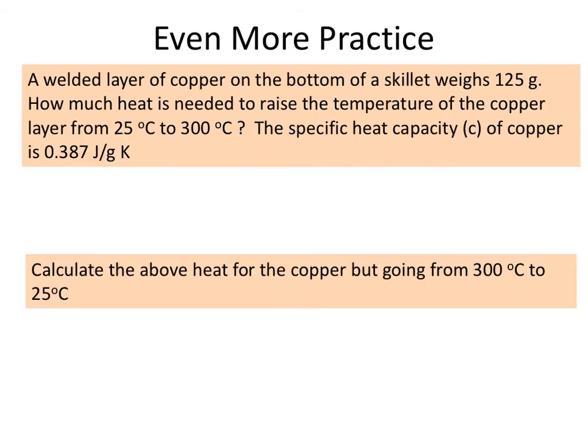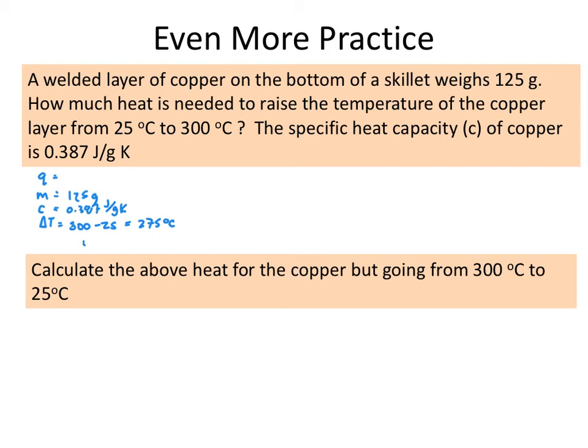Okay, and so for our final practice here, we've been told that we have a welded layer of copper on the bottom of a skillet. The skillet weighs 125 grams. They have told us the specific heat capacity is 0.387 joules per gram Kelvin. They've told us that we've gone from 25 degrees C to 300, so 300 minus 25 degrees C, so it's going to give us 275 degrees C. Okay, and they want us to calculate the heat required to make this specific change.